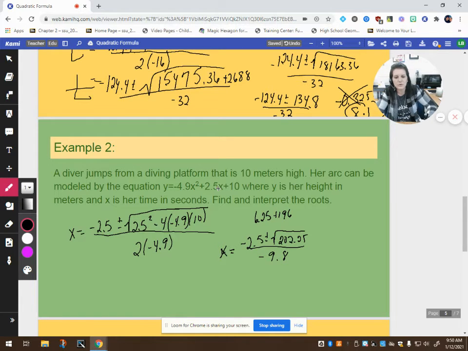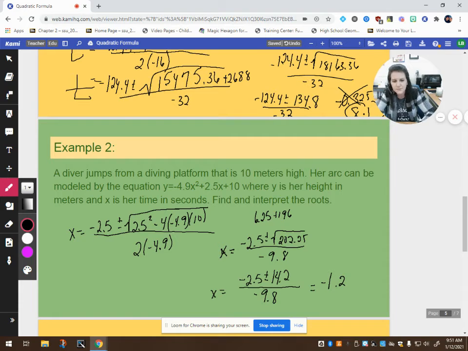So x equals, let's take the square root of this beast. Square root of 202.25 is 14.22. I'm going to round it to the nearest tenth, so 14.2. So I've got negative 2.5 plus or minus 14.2, all of that divided by negative 9.8. So negative 2.5 plus 14.2, I hit enter and then divide by negative 9.8. Gives us negative 1.19. So this equals negative 1.2 basically.